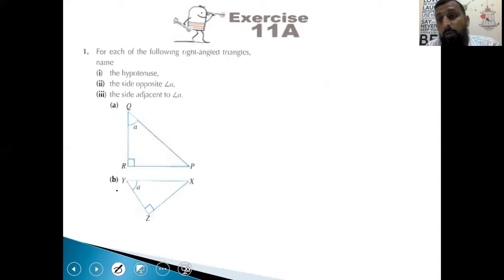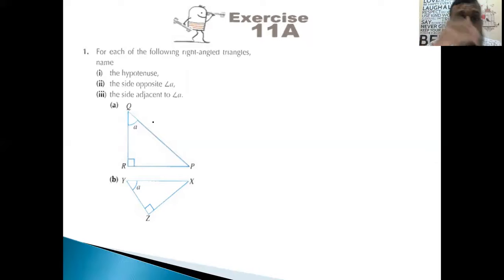So dear students, now we are starting the very first exercise of this chapter, exercise 11A. Again, this is from your Maths Book 2. Now, question number 1: for each of the following right angle triangles, name the hypotenuse, the side opposite to angle A, and the side adjacent to angle A. Boys and girls, they have given us two figures as part A and part B. And what are they asking us? They're asking us to label the three sides with these names: hypotenuse, opposite, and adjacent.